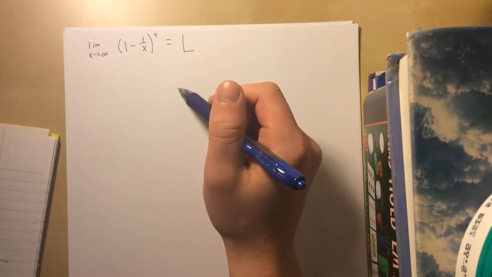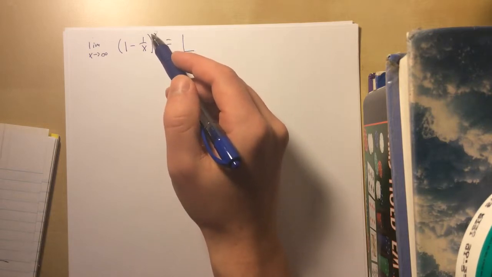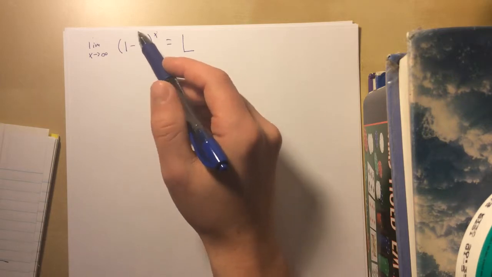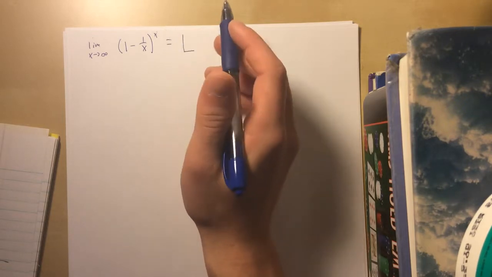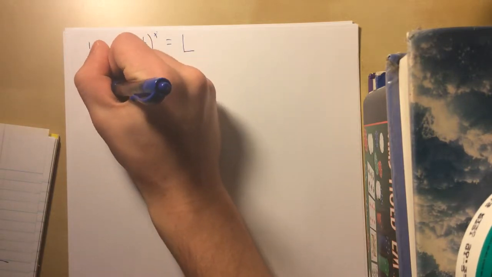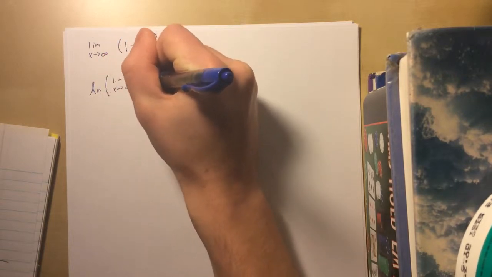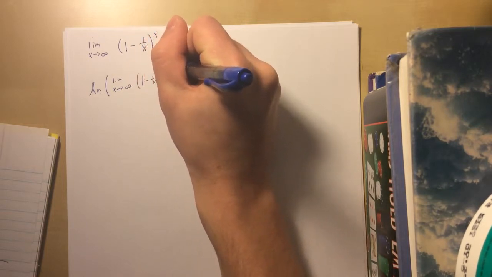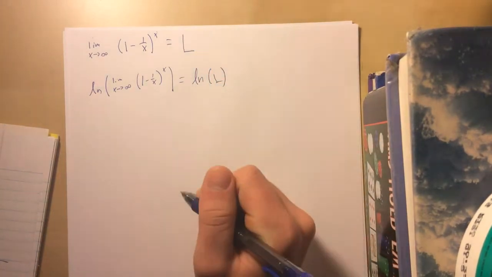So what's really bothering us at first is this power, the power of x. Because if we evaluated this, we get 1 minus a really small number to a really big power. So we don't really know what this is because of this big power. So we want to get rid of that power. So what we're going to do is take the natural log of both sides. So we have the natural log of the limit as x approaches infinity of 1 minus 1 over x to the x, and that's going to equal the natural log of L.